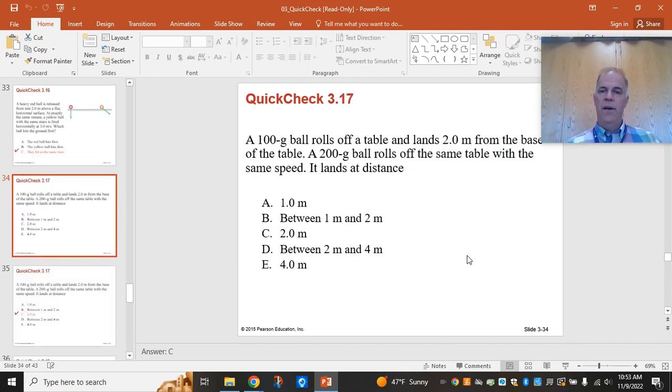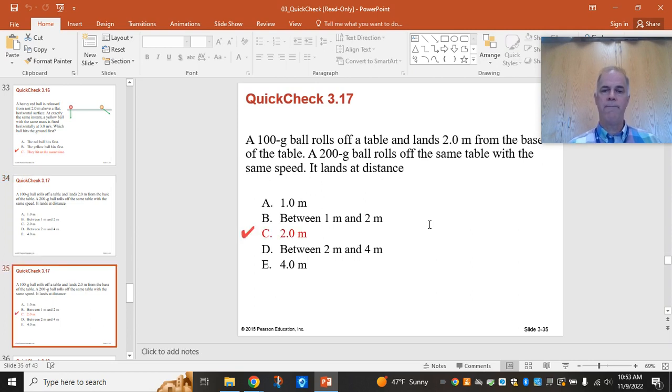Question 17. I'll let you read this one. A 100-gram ball and a 200-gram ball roll off the same table at the same speed, and they want to know what the landing distance is. Here's the answer in 3, 2, 1. There it is. It's the same for both because all objects fall downward at the same rate. The 100-gram ball will fall at the same rate as the 200-gram ball. G is G. So they take the same amount of time to hit the ground, so they go the same distance.